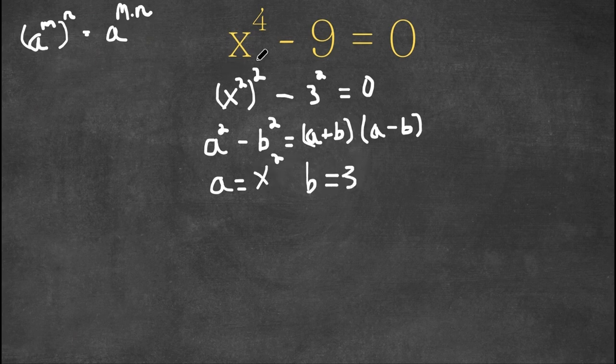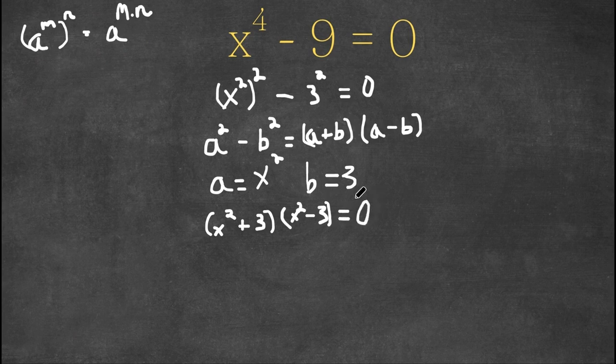So we have x squared to the power of 2 minus 3 squared, and this is also equal to a squared minus b squared. All we have to do is plug a and b into our expression, a plus b times a minus b. So a is x squared, so we have x squared plus b, which is 3, times x squared minus 3. And this equals 0.